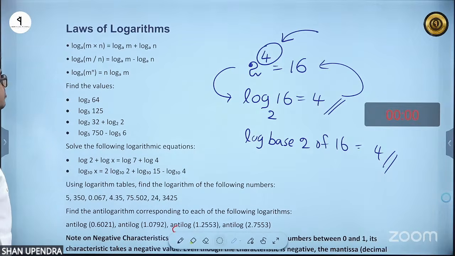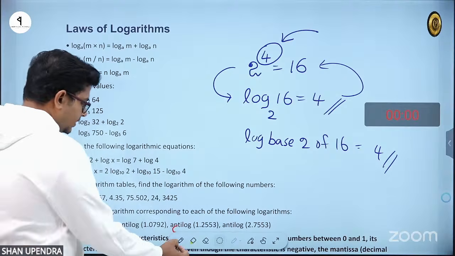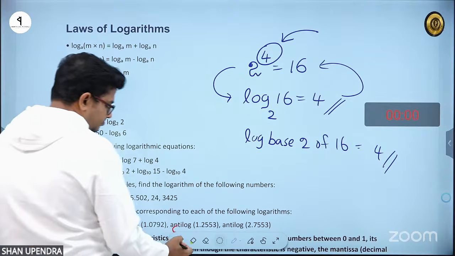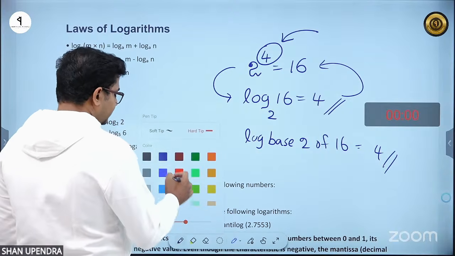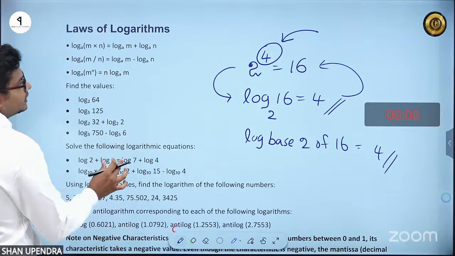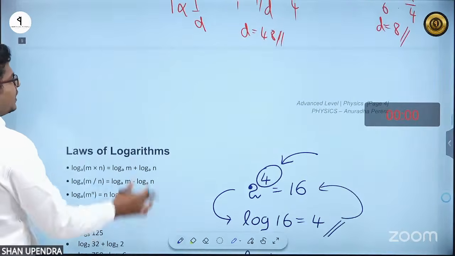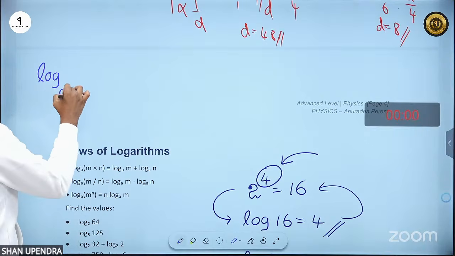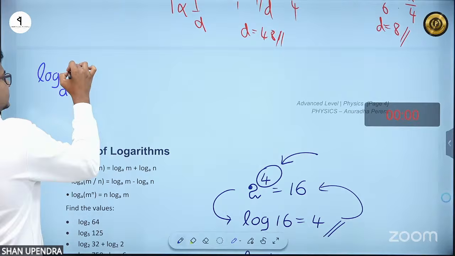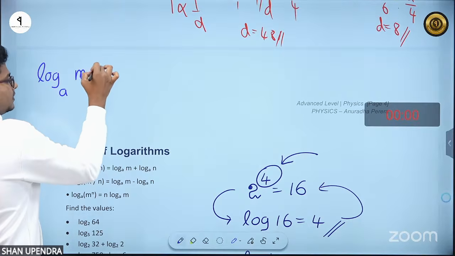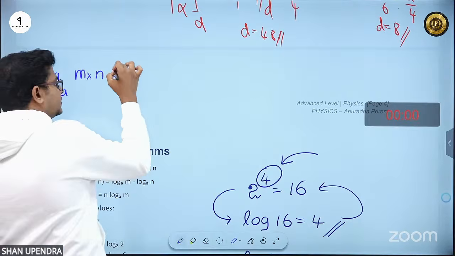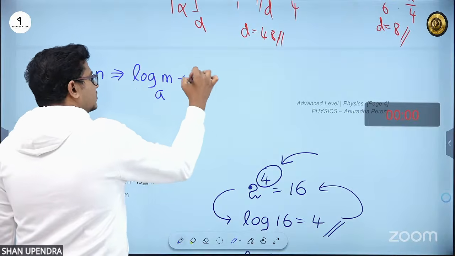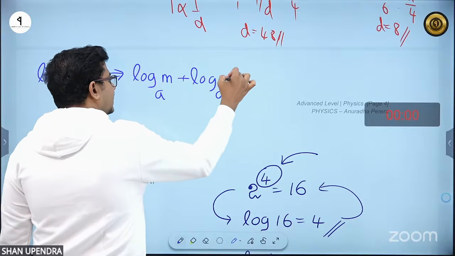So now let's follow this one and edit it. We have several laws related to the log. I think you are familiar with the log in the O levels also. I'll write the equations. When you take log base a of mn, m multiplied by n, we can represent this as log base a of m plus log base a of n.